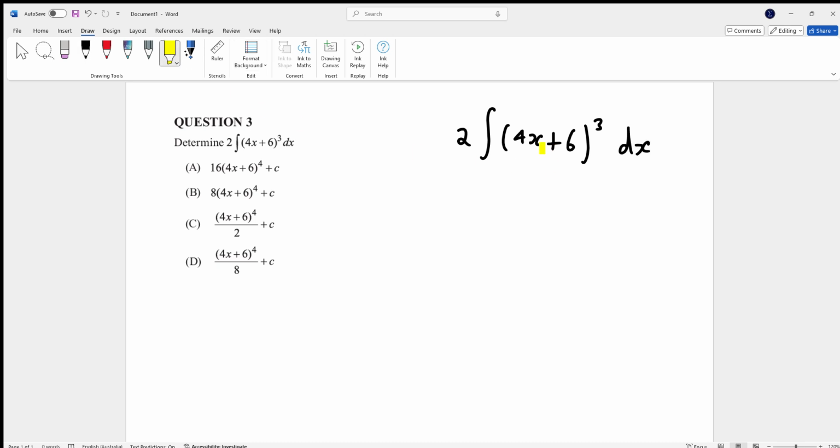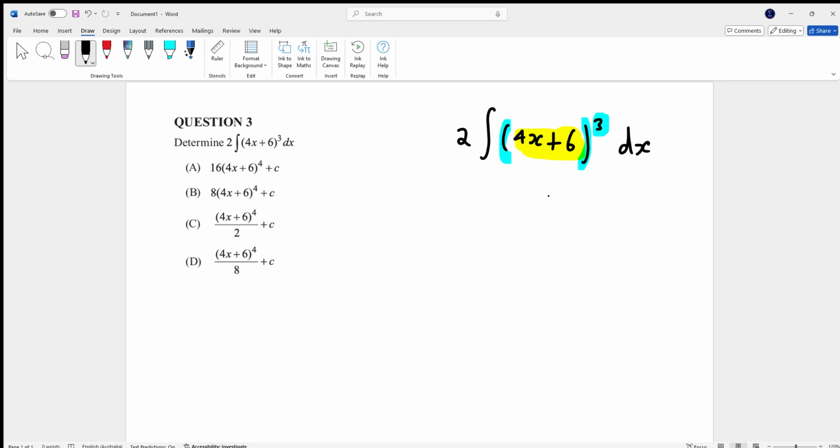So here, an inside function is this guy here. Your outside function would be the power of 3 here. So it's kind of a reverse chain rule here. Now, in this video, I'm going to be showing you two ways to integrate this here. One that's fast and one that's effective. Now, the fast one is effective if you know what you're doing, but I'm going to show you both.